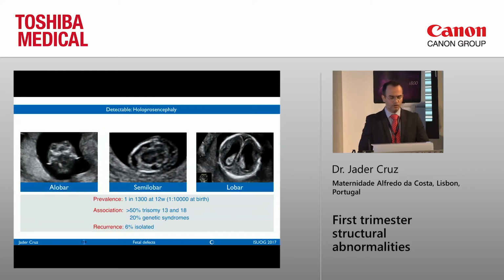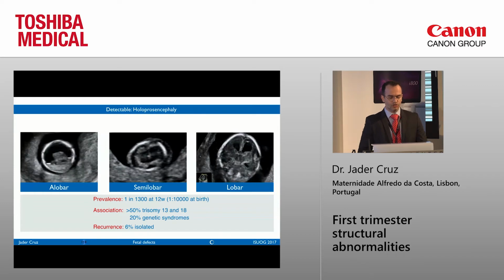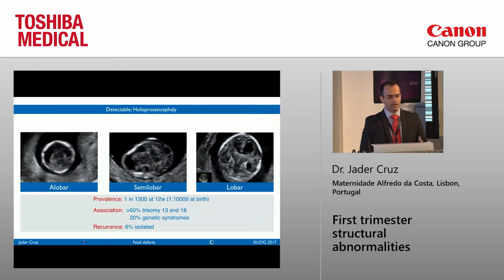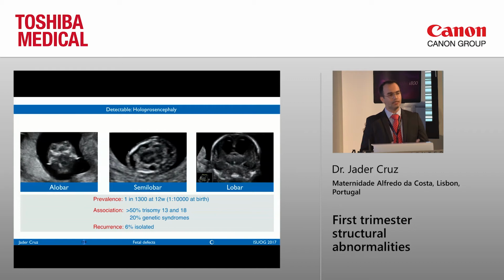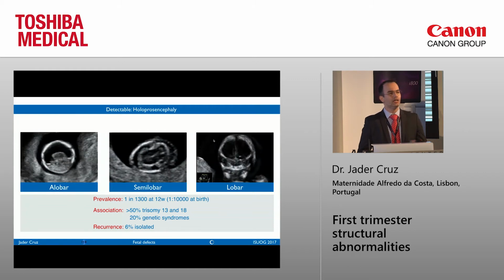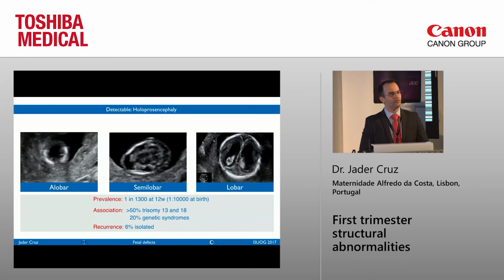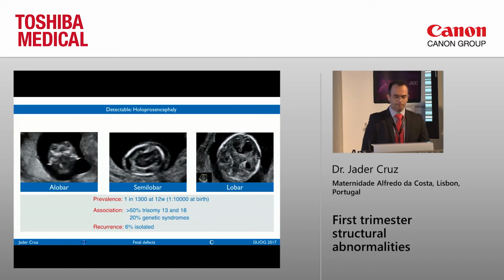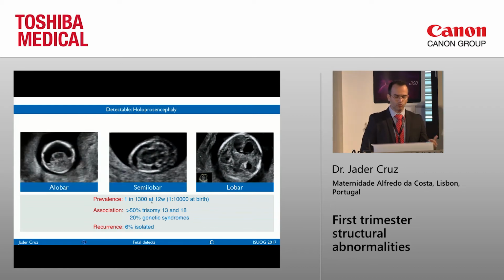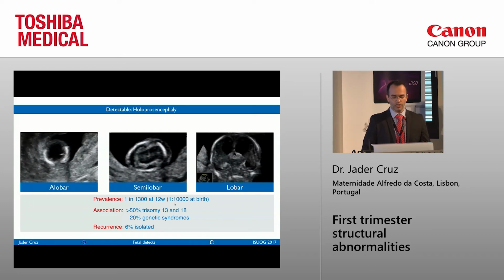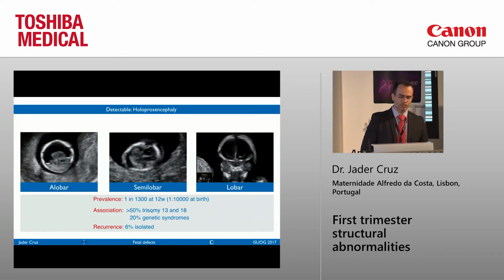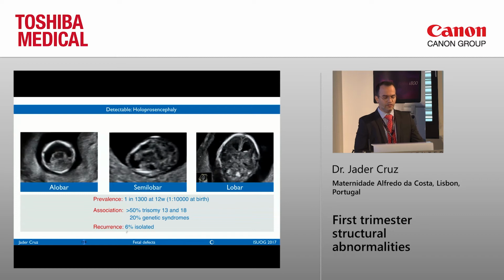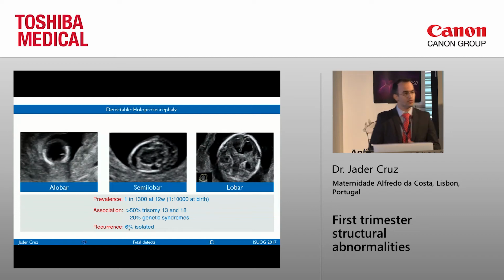I'm just going very fast through these slides, just to show you there are three kinds of holoprosencephaly. The ones that you may detect in the first trimester, you always detect the alobar type. You may detect the semilobar type, but you are never going to see a lobar type of holoprosencephaly. If you are lucky, you see that in the second or in the third trimester. This is just to show you the prevalence is around 1 in 1,300 at 12 weeks, much less at birth. There is a high relation with trisomy 13 and 18, and a little bit of a relation with genetic syndromes. And if it is an isolated abnormality, there is a 6% chance of recurrence.